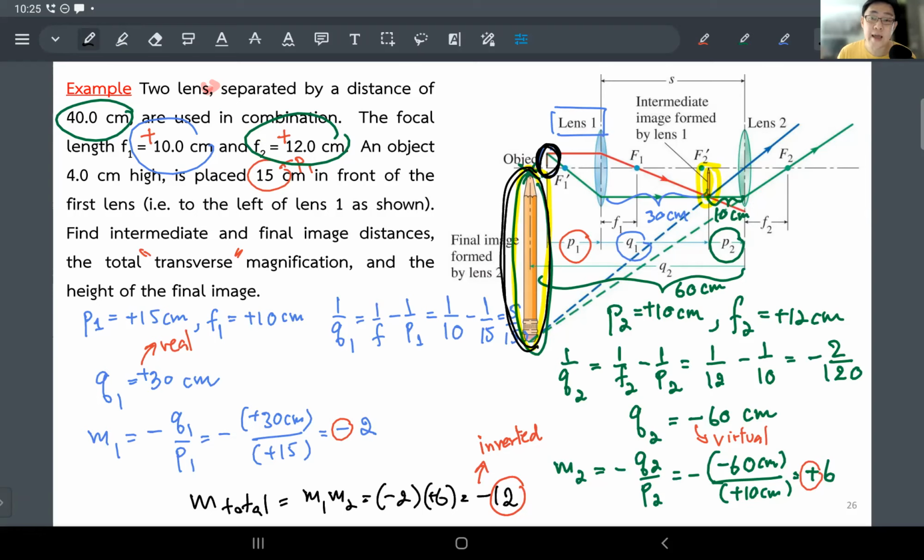You can do the same interpretation that you did before. What does it mean by the negative? It means, oh, it's inverted. What is the number signifying? It's saying how many times it's going to get larger or smaller than the original object's height. And you are done. Okay. Cool, guys. So it is doable.